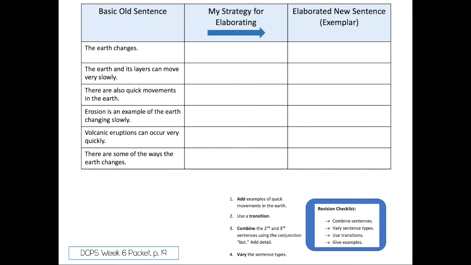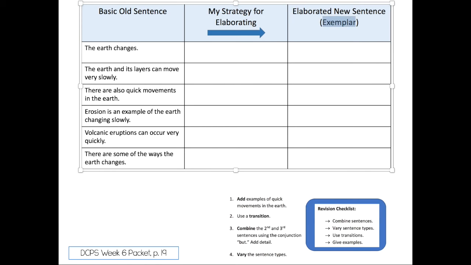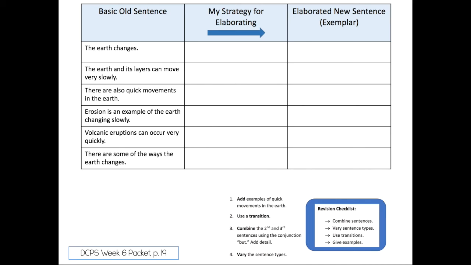So here's my table. I have each sentence from my paragraph for a basic old sentence, and I also have included on the slide here our guidance of how we can make our writing stronger, which you can find on page 19. So what we're going to do is work through each sentence, choose an elaboration strategy, and write our elaborated new sentence. Notice right here, we have the word exemplar. Exemplar means an example, a model for what your writing should look like. So my exemplar is here to guide you, to help you understand what these different strategies look like in practice.